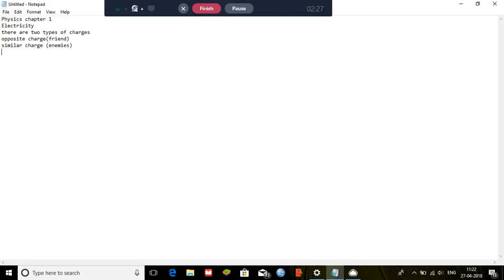Now if we get to the point of charge, the SI unit of charge is coulomb. So it's really easy. The SI unit of charge is coulomb. Okay, we get to the point.